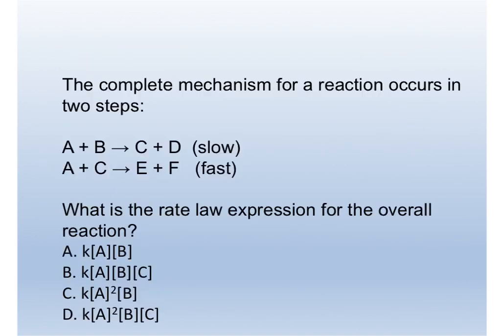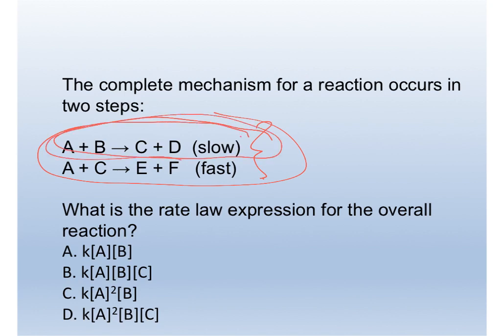All right, here's another question just to test your knowledge. Here's a proposed mechanism. This is a really easy question, so if you're not sure about it, you may want to go back and listen to part of the lecture again. What is the rate law for the overall reaction represented by this mechanism? All you care about is finding the slow step, and that is the rate determining step. That's what determines the rate law.